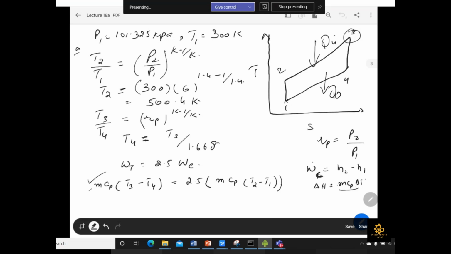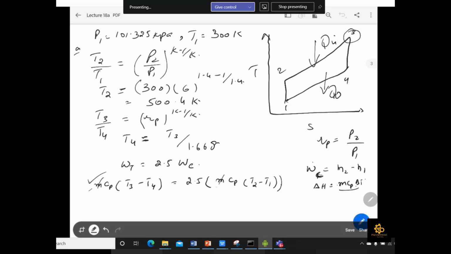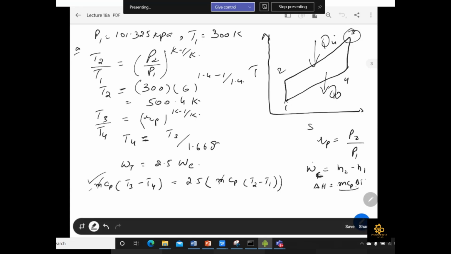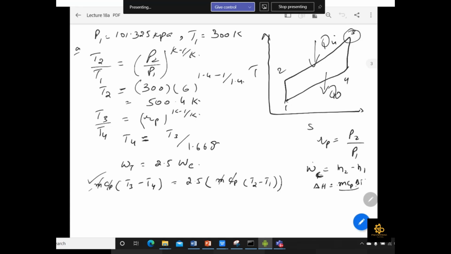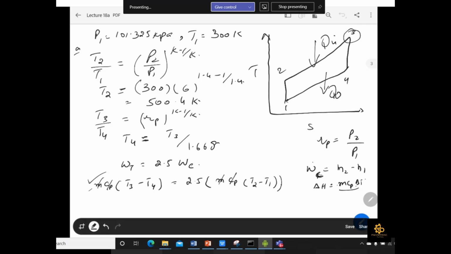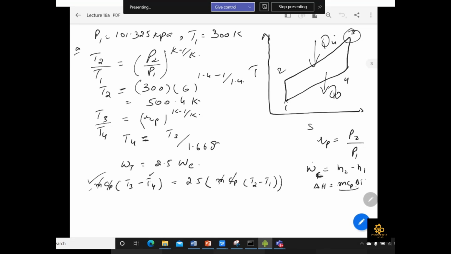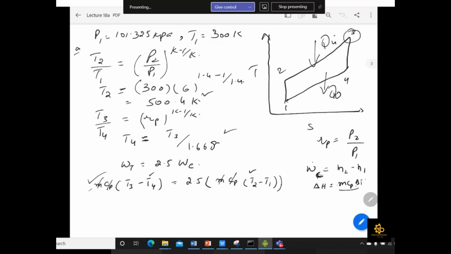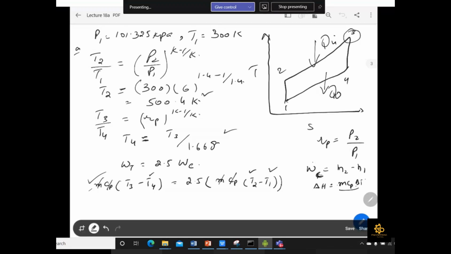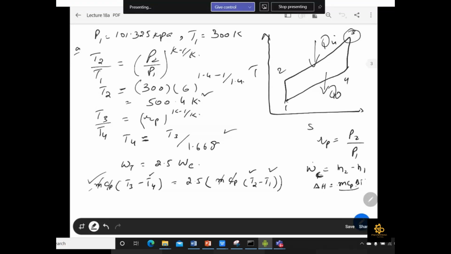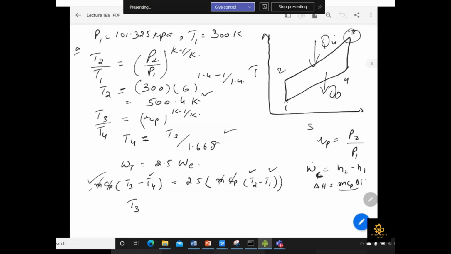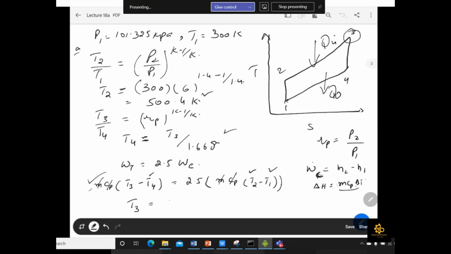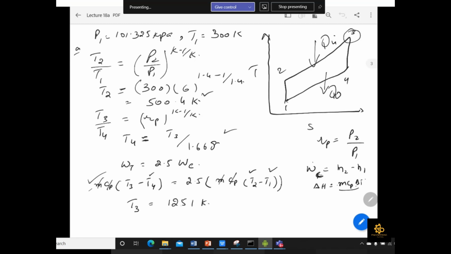From this relation I have put in these values: m Cp (T3 minus T4) and m Cp (T2 minus T1). Now m can be eliminated because the mass flow rate is the same, and the Cp value can also be eliminated because Cp for the air is the same. Simply put the value of T4 first in this equation, which is T3 by 1.668. The T2 value is known to us from this part, and the T1 value is known from the problem statement, which is 300 Kelvin. Solving this equation for T3, it becomes equal to 1251 Kelvin.